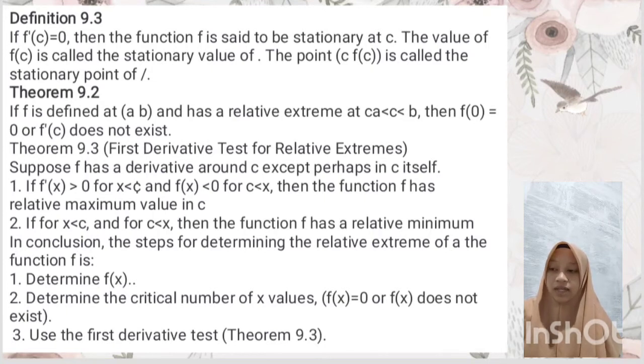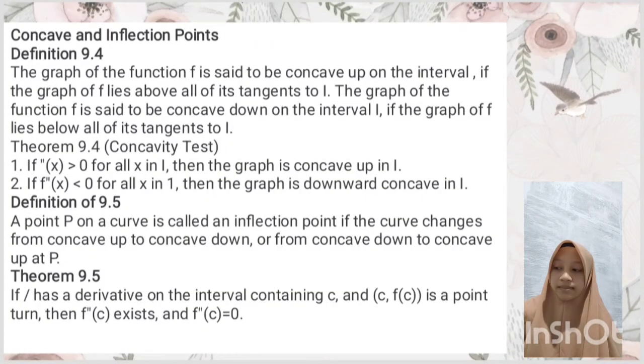2. If f'(x) is smaller than 0 for x is smaller than c and f'(x) is more than 0 for c is smaller than x, then the function f has a relative minimum. In conclusion, the steps for determining the relative extreme of a function are: 1. Determine f'(x). 2. Determine the critical number, the x values where f'(x) is equal to 0 or f'(x) does not exist. 3. Use the first derivative test, Theorem 9.3.